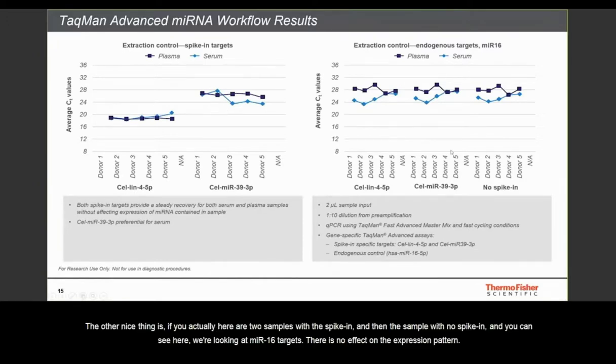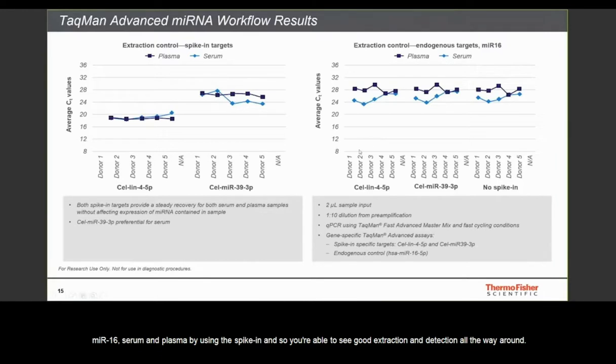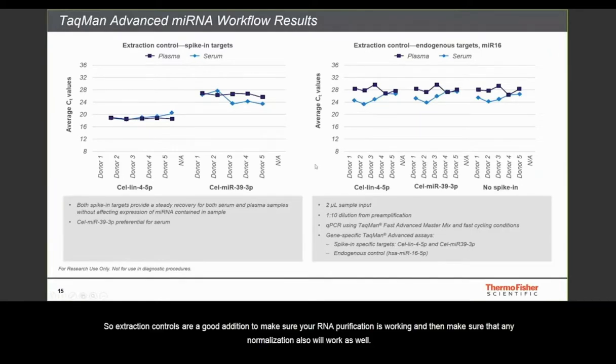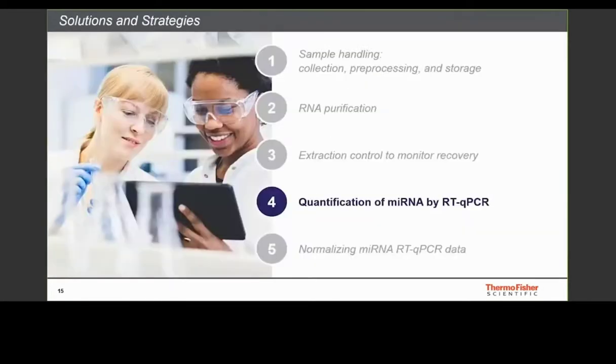The other nice thing is that here are two samples with the spike-in and then a sample with no spike-in, and we're looking at miR-16 targets. There is no effect on the expression pattern of miR-16 in the serum and plasma from using the spike-in. And so you're able to see good extraction and detection all the way around. So an extraction control is a good addition to make sure your RNA purification is working, and to make sure that any normalization will also work as well. At this point, I'm going to hand it off to my colleague Harita to talk about the last two topics.